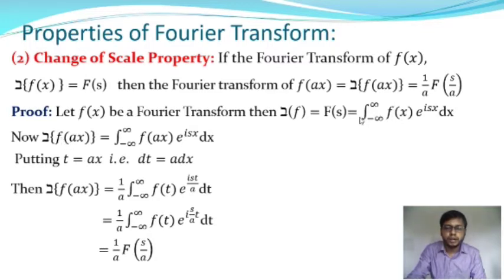Then from the definition of Fourier transformation, zeta of f of ax is equal to minus infinity to plus infinity f of ax into e to the power i s x into dx, where s is the parameter, okay. So now we are going to find the value of this integral, okay. So now we put t is equal to ax, and then we differentiate both sides, we get dt is equal to a into dx, where t and x are variables and a is the constant, okay.